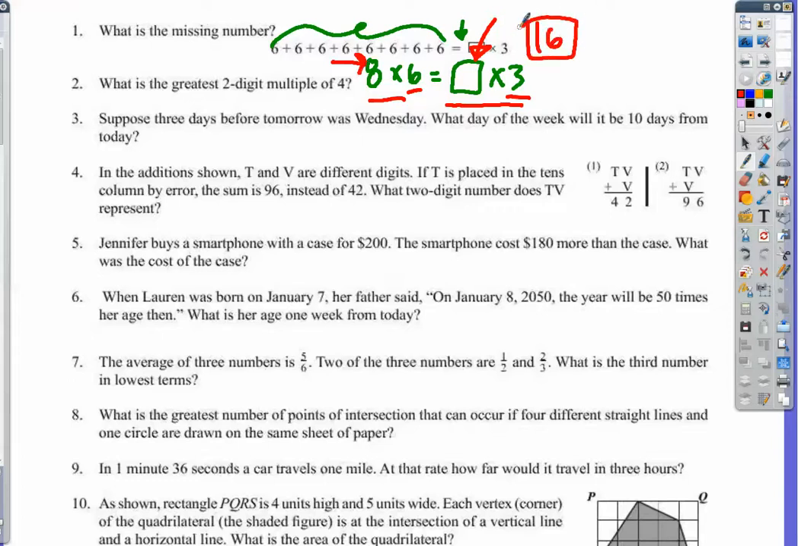The other way to do this is to do 8 times 6. Well, 8 times 6 is 48. And say 48 is equal to something times 3. And so you divide 48 by 3. And you'll notice that I am going to be using a fraction bar to show division, not the little bracket house that we do downstairs. 48 divided by 3 is going to be 16.